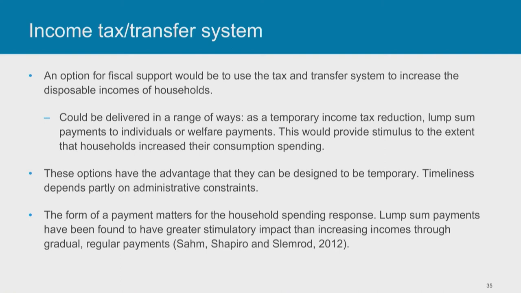An option for fiscal support would be to use the tax and transfer system to increase the disposable incomes of households. This could be delivered in a range of ways, as a temporary tax cut, lump sum payments, or welfare payments. This would provide stimulus to the extent that households increase their consumption spending. These options have the advantage that they can be designed to be temporary. Their timeliness depends on administrative constraints. The form of a payment matters for the household spending response. Lump sum payments have been found to have a greater stimulatory impact than increasing incomes through gradual regular payments.